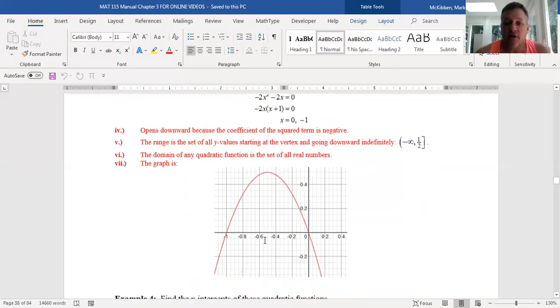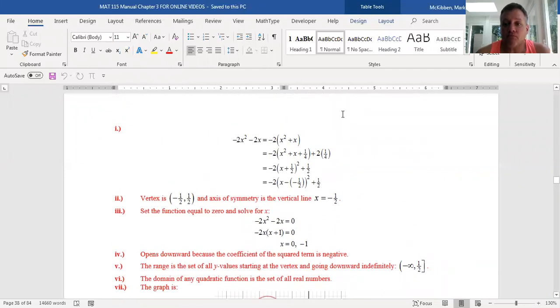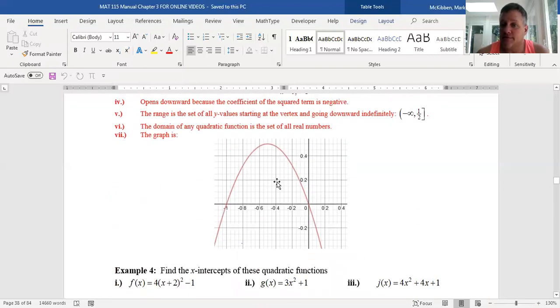And then the graph, I only show the end result, but the graph is obtained from here. You first move x squared to the left 1/2 unit. Then you compress it towards the y-axis by a factor of 2. Then you flip it over the x-axis, and then you move that up 1/2 unit. Right, and that's what's happening here.